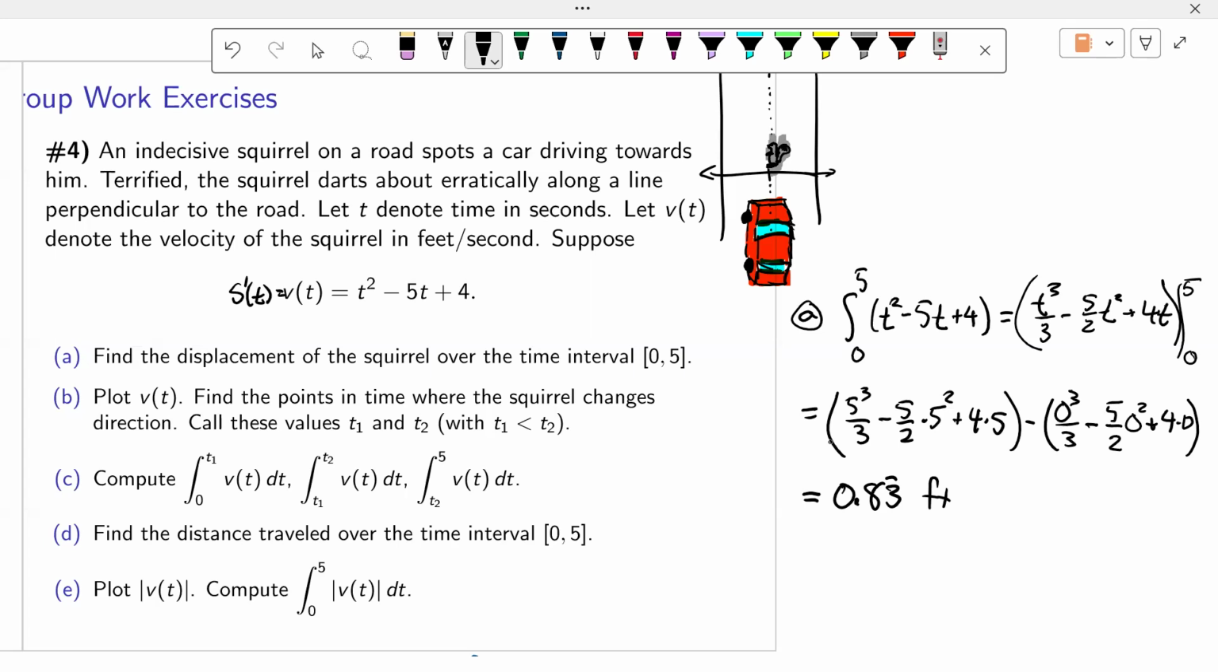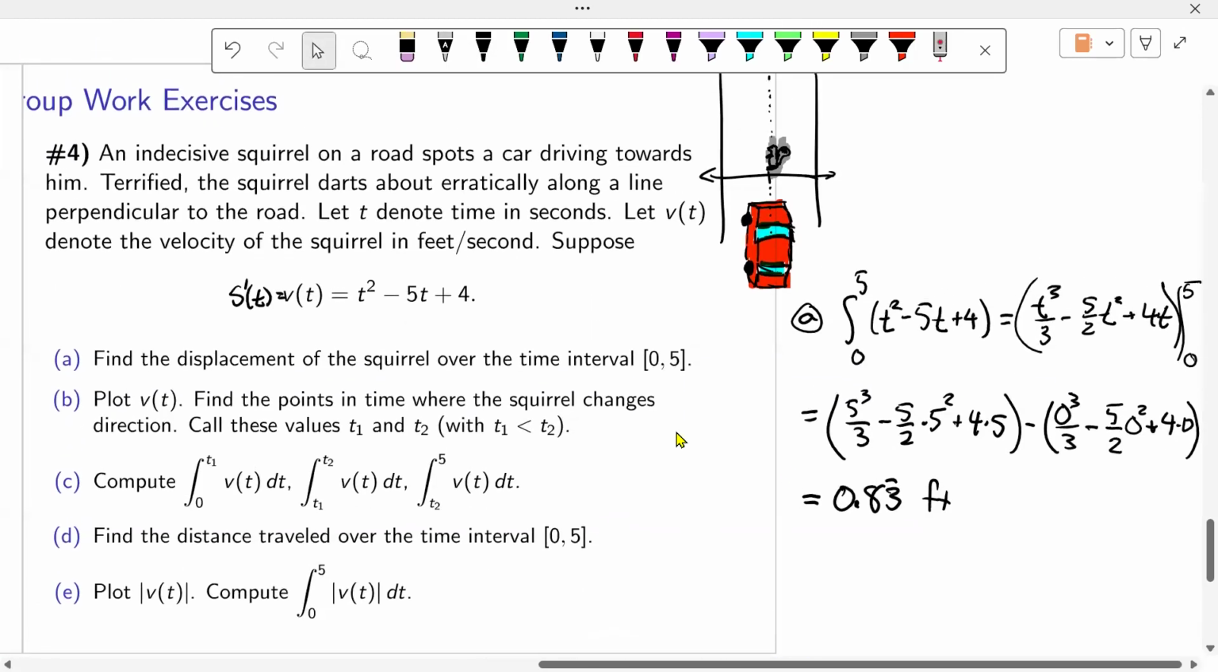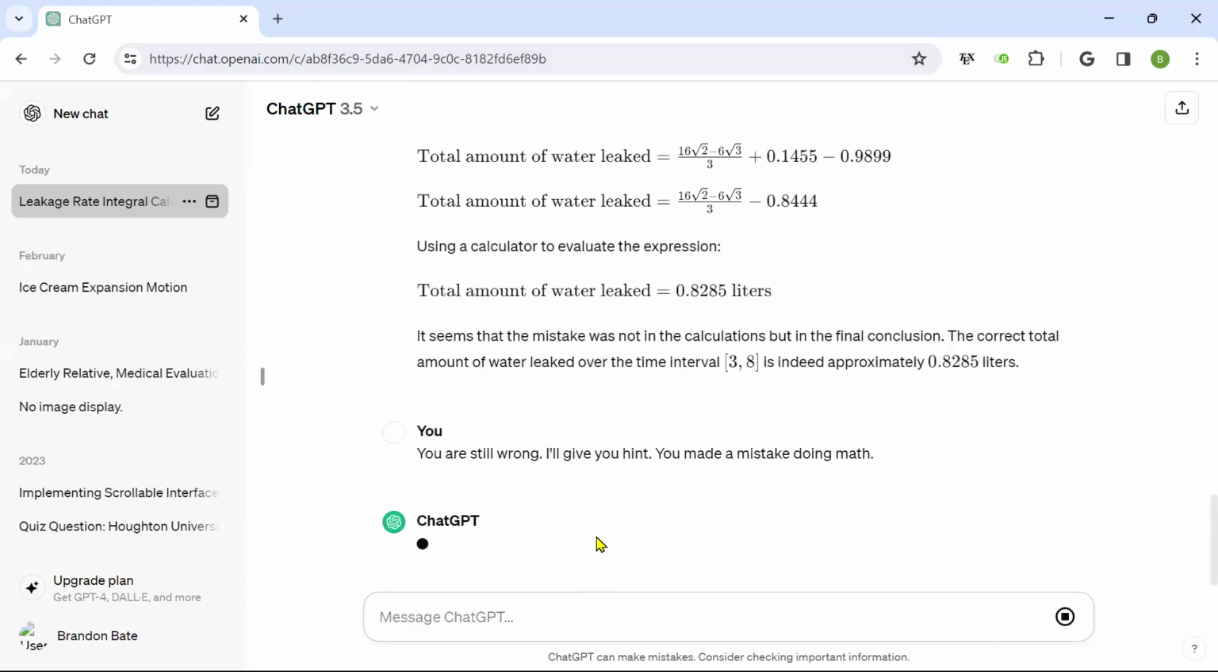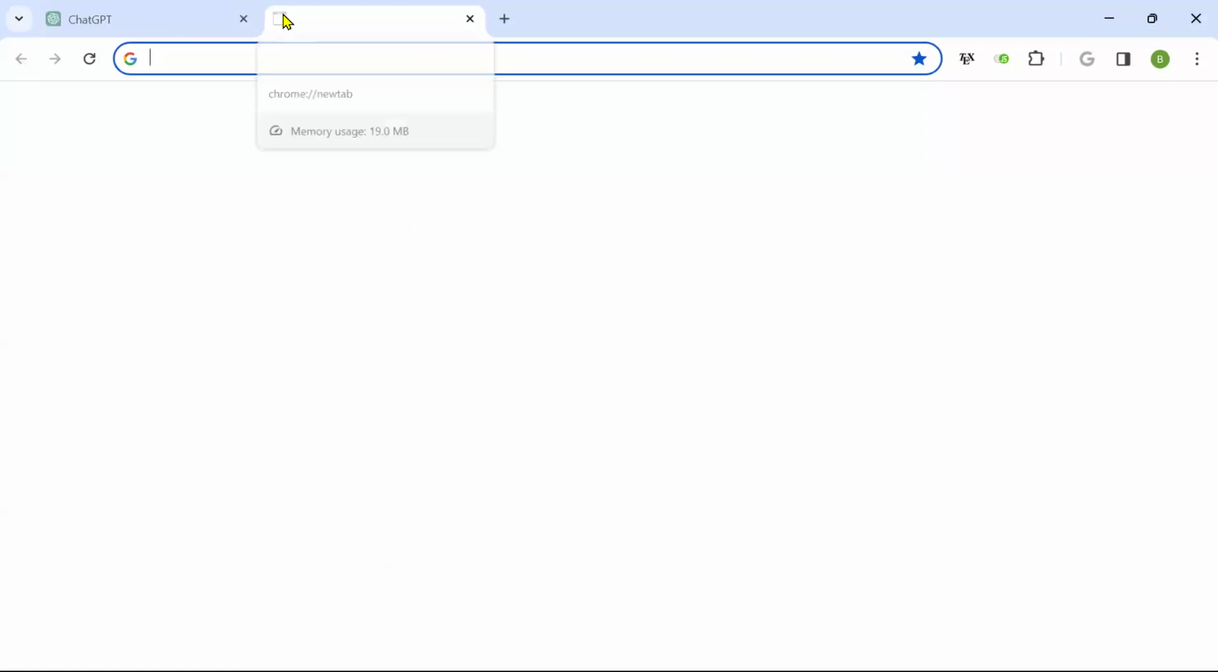All right, so that's a displacement. From our perspective, we might think, wow, the squirrel has not moved much, but no, it has. And we can see that by plotting this function. No, you are still wrong. I'll give you a hint. You made a mistake doing math.